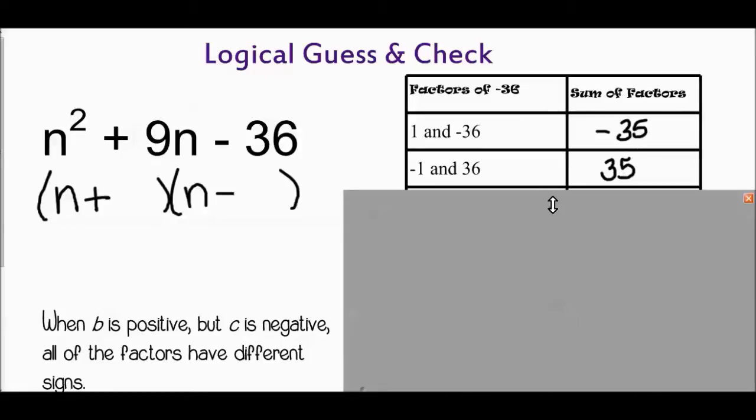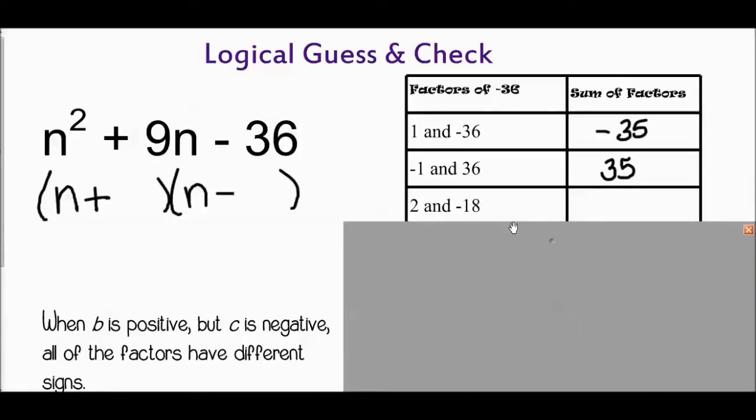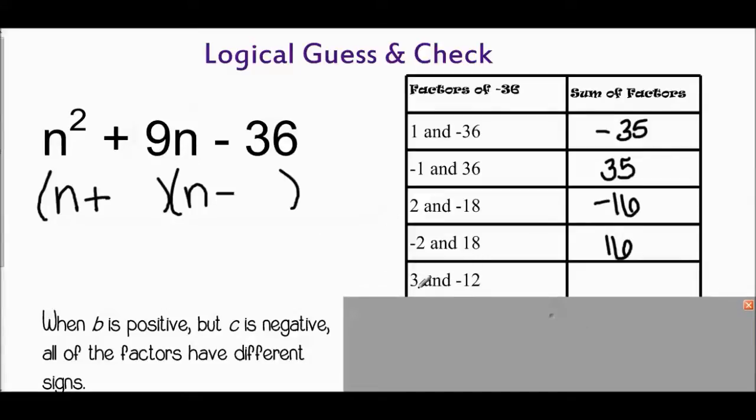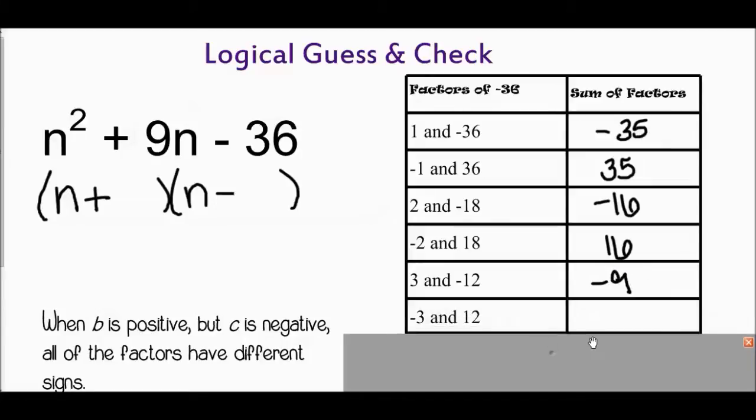Next set of factors would be 2 and 18. So 2 and -18 give me -16. -2 and 18 would give me +16. We can see we're getting closer to the 9. 3 and -12 would give me a -9. And -3 and +12 give me +9. So there it is. There's the one that works.